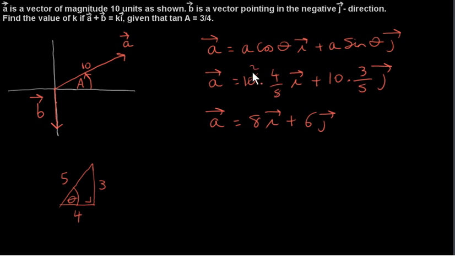Here we have 10 divided by 5 is 2, so 2 4s are 8, and 2 3s are 6. So vector A is fully specified. What about vector B? How are we going to write vector B?